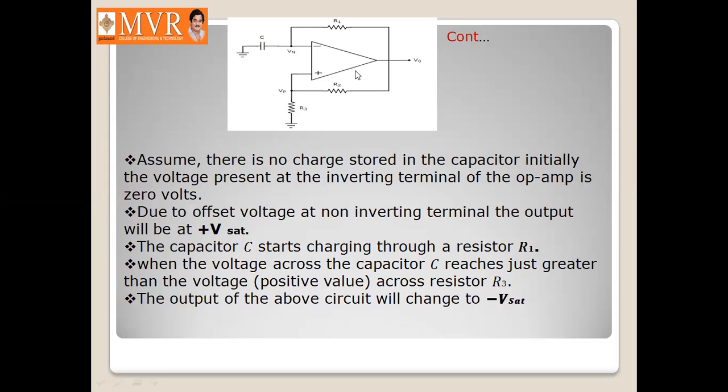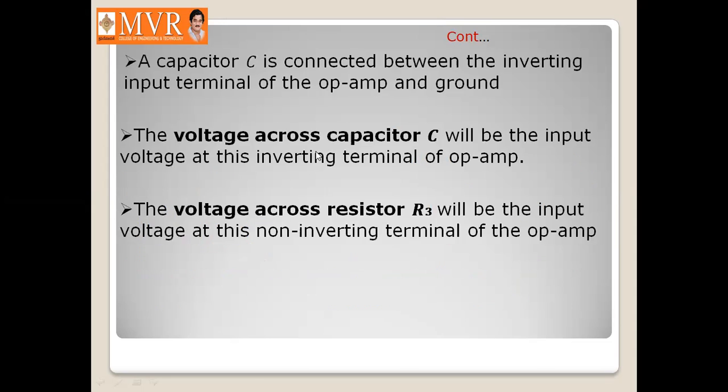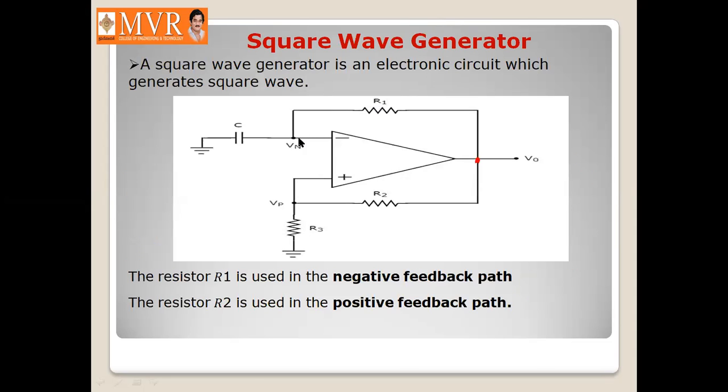When this capacitor is going to charge through the resistor R1, the capacitor is going to charge towards plus Vsat. As the voltage across the capacitor goes on increasing and increasing, whenever it crosses the voltage Vp, the reference voltage, then the output is going to change its state.